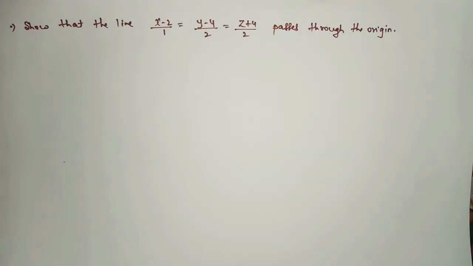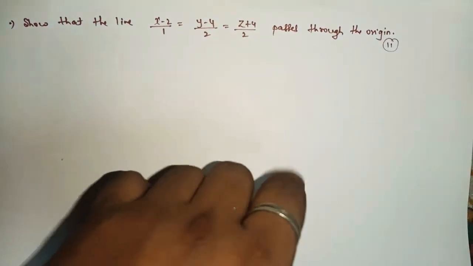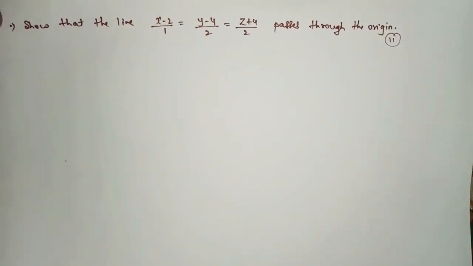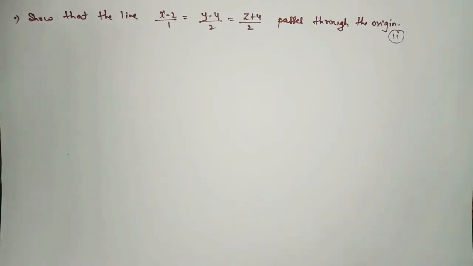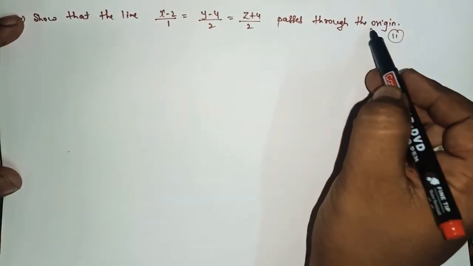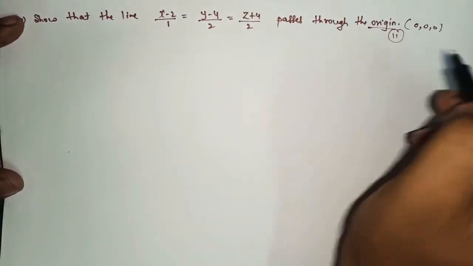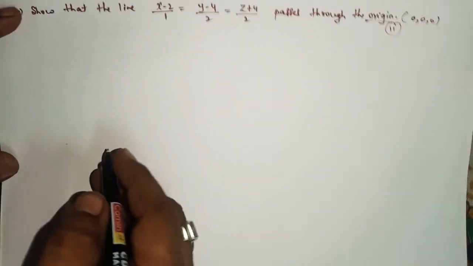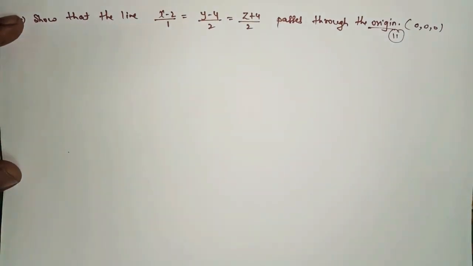So this sum actually is there in the exercise. This is question number 11 of exercise number 6.1. Again it is a very simple thing, and the concept also is very simple. Simply you have to show that the line is passing through the origin. Whenever it is passing through the origin, we know that the coordinate will be what? 0 comma 0 comma 0. Okay, so directly I will show how to show that the line is passing through the origin.